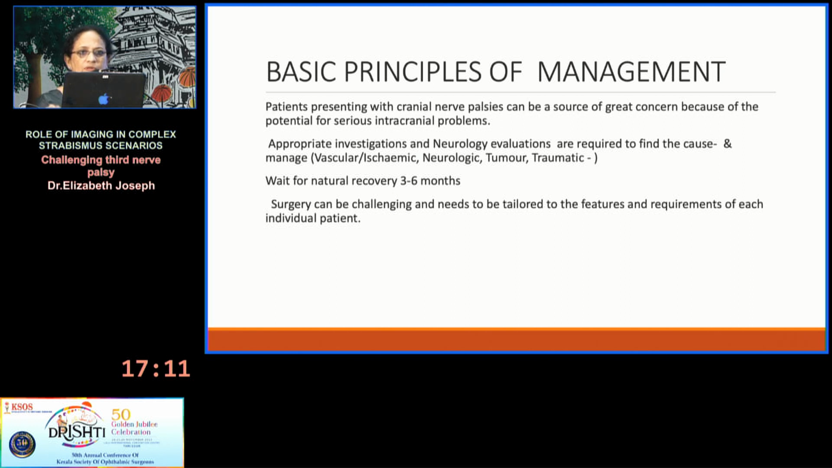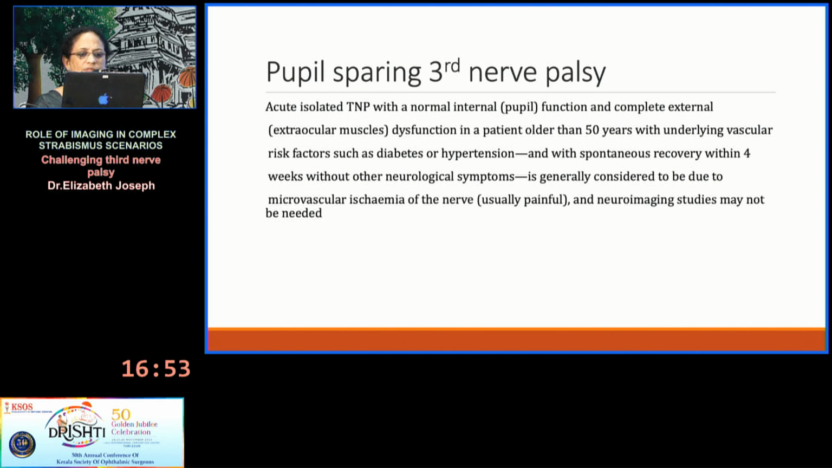You have to think about that in third nerve palsy, as in any other cranial nerve palsies, the basic principle is that a good neurology workup and imaging is a must, and wait for 3 to 6 months for recovery, and after that, if there is no natural recovery, then only do the surgery. A word about pupil sparing third nerve palsy.